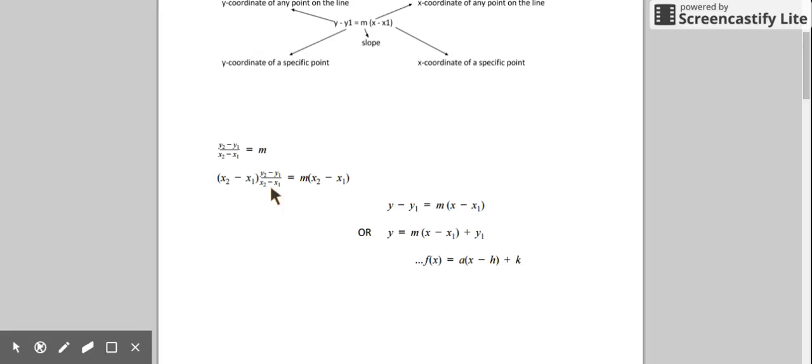Point-slope form comes from the slope equation. If I have y2 minus y1 over x2 minus x1, my rise over run representing my slope, I can actually multiply both sides by that denominator, x2 minus x1, canceling it on the left side, leaving y2 minus y1 by itself on the left side, and now having slope times the quantity x minus x1 on the right side. And there's our point-slope form. So it comes from the slope equation. You can actually add y1 to both sides and get it into this form.